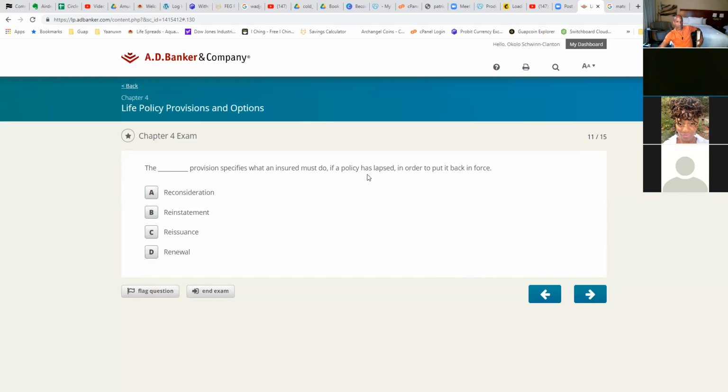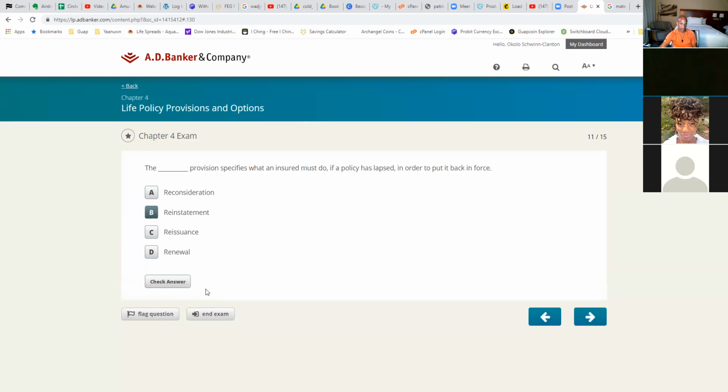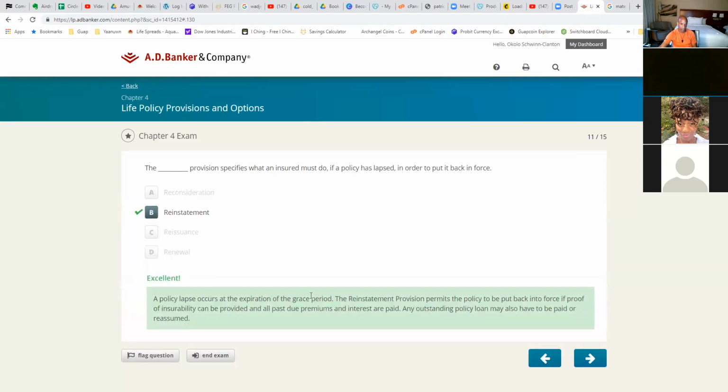The blank provision specifies what an insured, meaning the client, must do if a policy has lapsed in order to put it back in force. Reconsideration, reinstatement, reissuance, or renewal. So that's called a reinstatement. I'll just tell you guys that. A policy lapse occurs at the expiration of the grace period. The reinstatement provision permits the policy to be put back into force if proof of insurability can be provided and all past due premiums and interest are paid. Any outstanding policy loan may also have to be paid or reassumed.